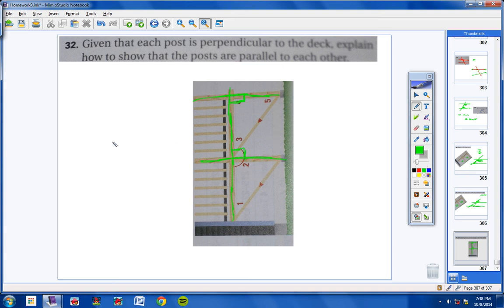So how do I show that? I would just say the two posts right here. I'm going to highlight them for you. This post here and this post here. The two posts are perpendicular to the same line. And here's the same line they're perpendicular to right here. Okay? So these two lines here are perpendicular to the same line, thus they're parallel. That's a theorem or a postulate, I forget which one it was, that we learned that said if two lines are perpendicular to the same line, then they're parallel to each other.